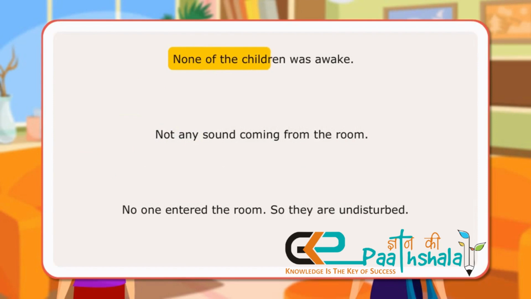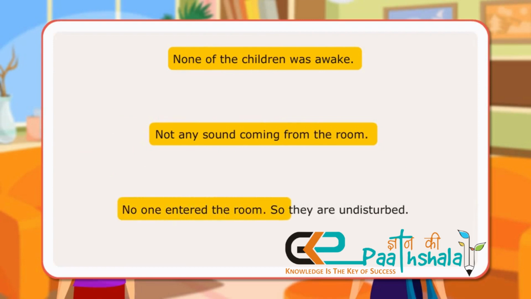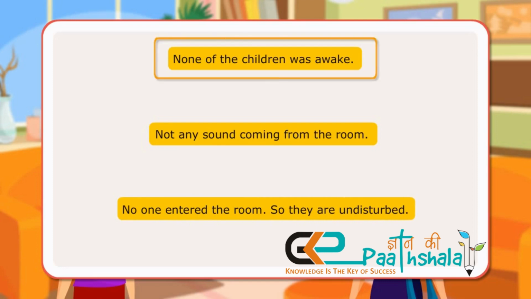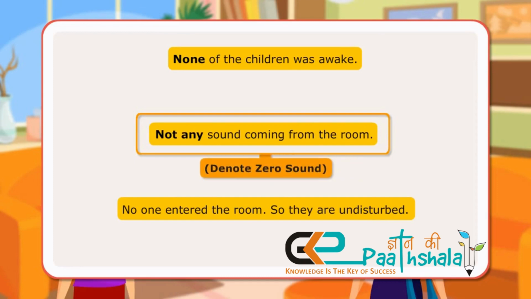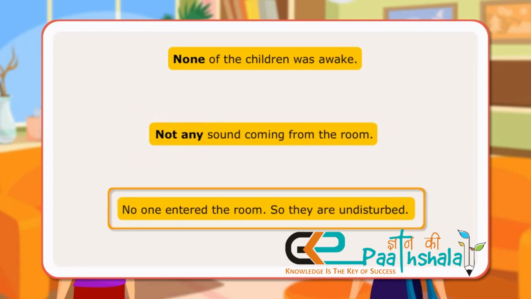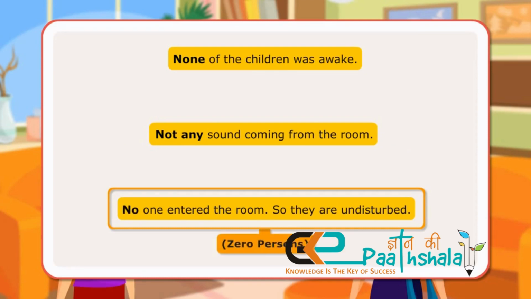None of the children was awake. Not any sound coming from the room. No one entered the room, so they are undisturbed. In the first sentence, none is used to emphasize a negative idea. In the second sentence, not any is used to denote zero sound. In the last sentence, no is used to say 0 persons.